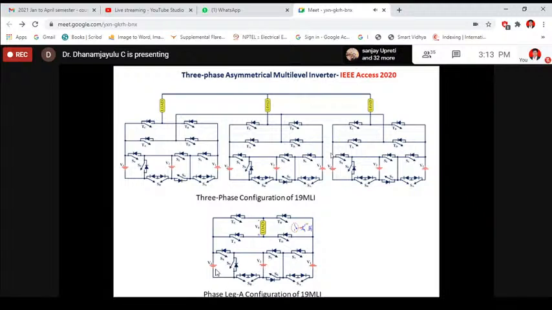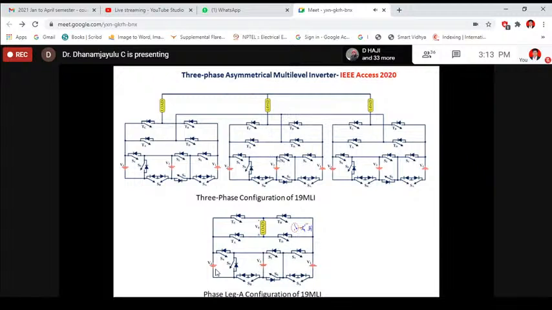Recently this was accepted in IEEE Access. As of now I had implemented only single phase, and now I have implemented three phase with a different topology. This is a 19 level proposed inverter. It consists of 7 unidirectional switches and 2 bidirectional switches. By employing 3 DC sources, we are able to generate 19 levels.